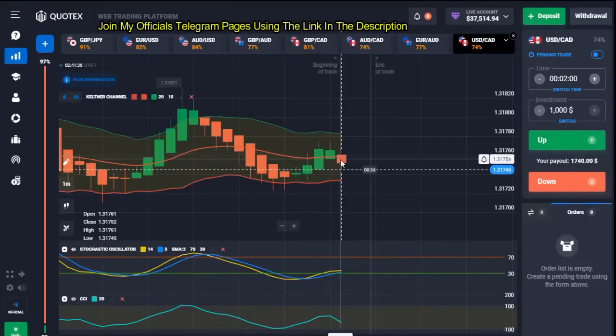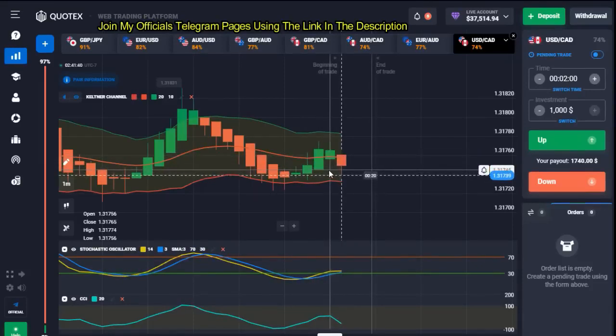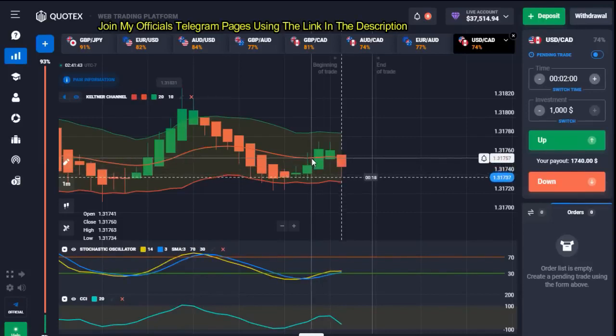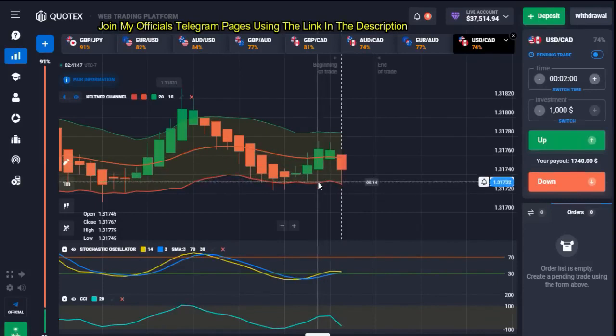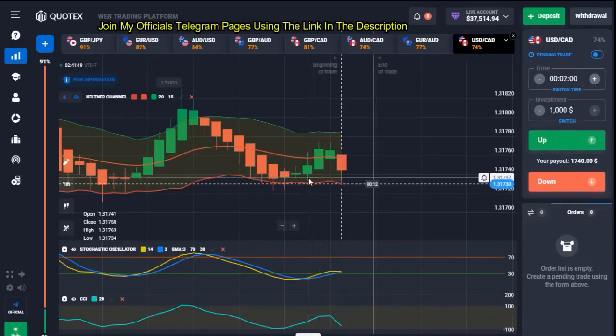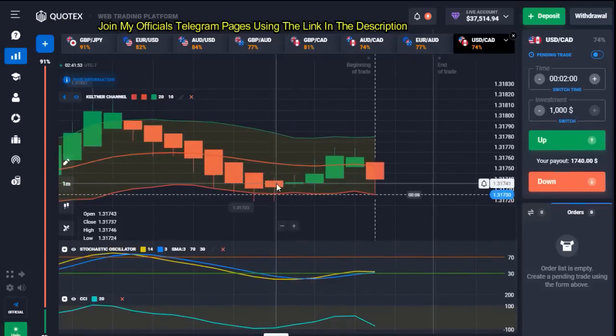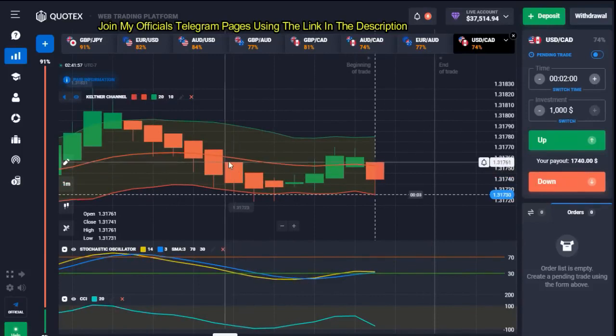What I mean is that if you already have the candle inside the kidney channel, always make sure that the space between the middle line of the kidney channel and the last line is very wide. Always make sure that the candle, like this particular candle here, still has very much space. But if it is like this, do not take a trade. If you already have the candle here on this position, don't take a trade.